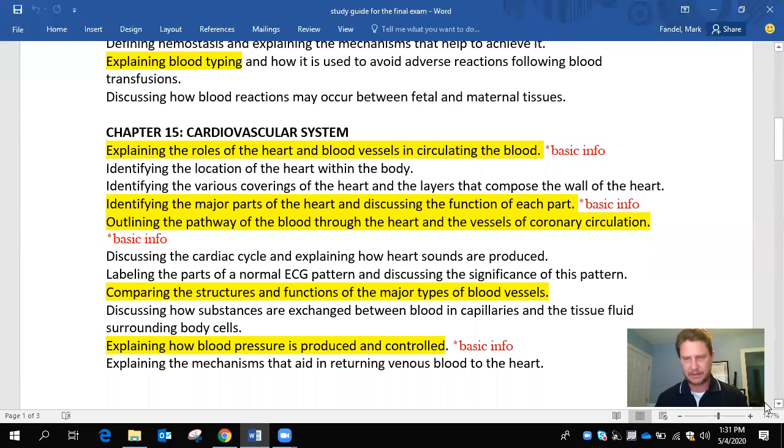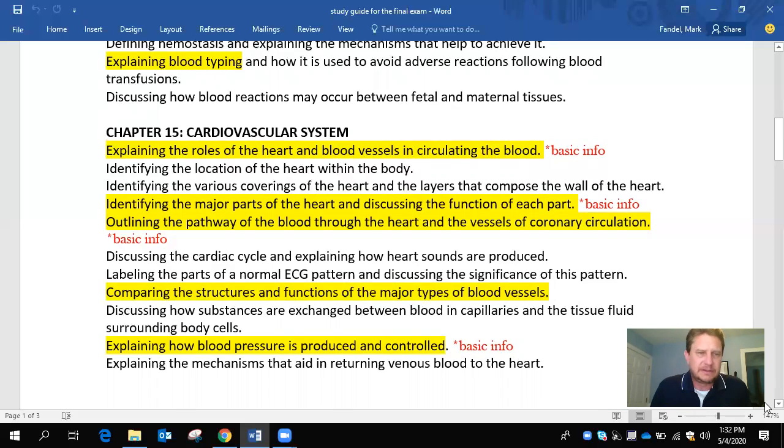We also talked about the coronary circuit that goes from the heart back to the heart muscle, and then through the coronary sinus comes back to the right atrium. Now, I'm not worried about the location of the heart. I hope you know it's the mediastinum. If I see that as a question, I'll probably pick it because that should be an easy one. I'm not worried about the layers of the heart.